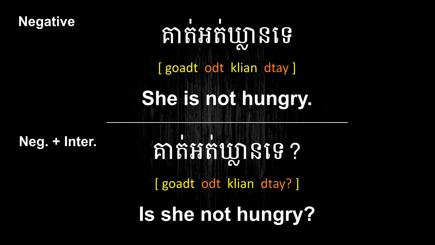In negative I say, she is not hungry. In Khmer we say គាត់អត់ឃ្លានទេ. Now you use the same sentence in negative and interrogative. In English you change it: is she not hungry? But in Khmer everything stays the same. So we say គាត់អត់ឃ្លានទេ. You see the only difference is the question mark and your voice.